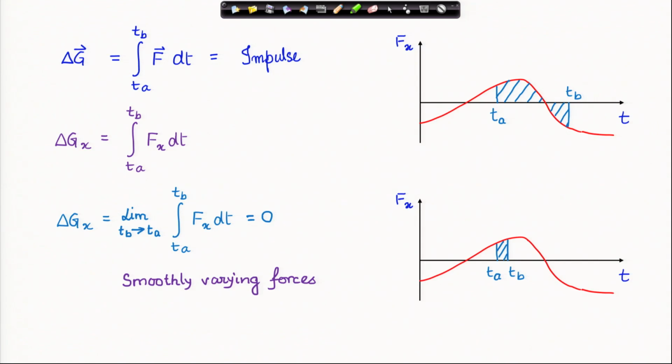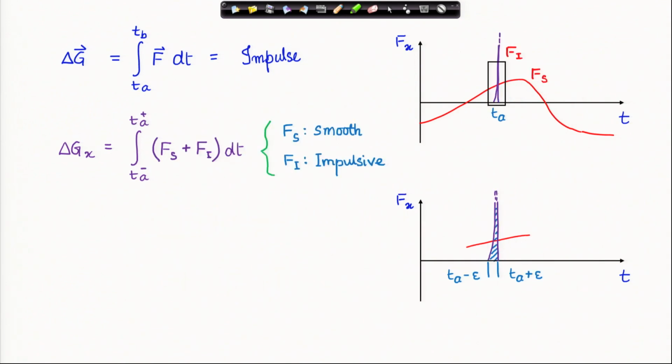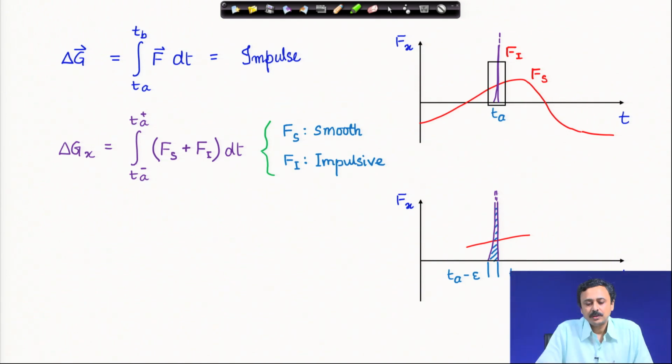But this is 0 only when the forces are smooth. There are examples of forces which will not go to 0 even when T B tends to T A. Such forces are called impulsive forces. Impulsive forces are forces whose integral under the force-time curve does not go to 0 at certain instants.